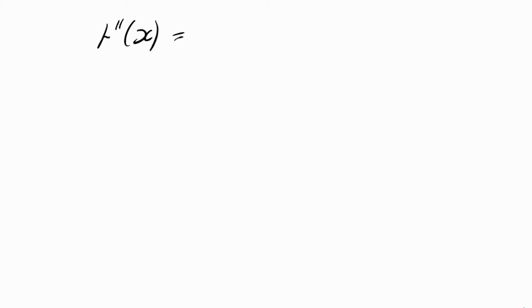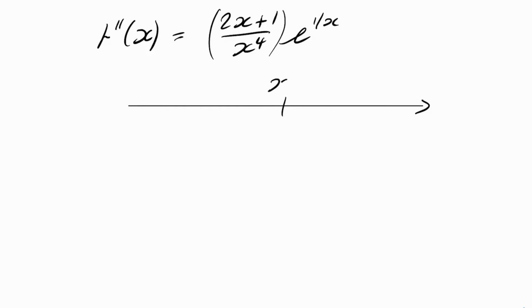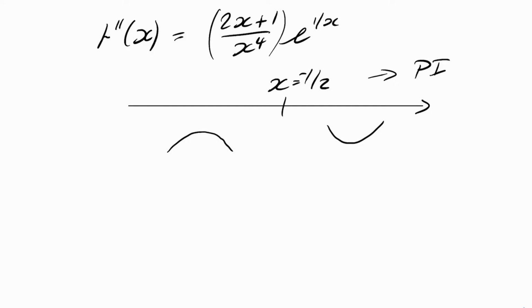Now for the second derivative, this factors into (2x plus 1) over x to the 4 times e to the 1 over x. And then clearly there's a sign change at x equals minus a half. So if we just do a quick sign table, it's concave down in this region and concave up to the right of x equals minus a half. So concavity changes at x equals minus a half, so it's a point of inflection.